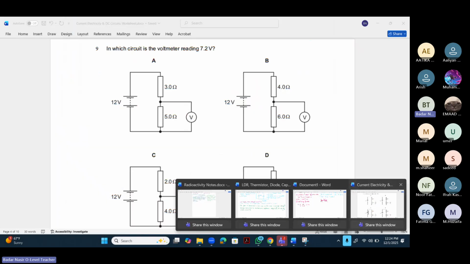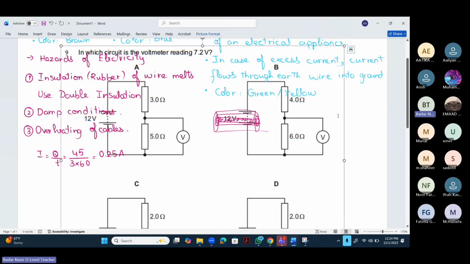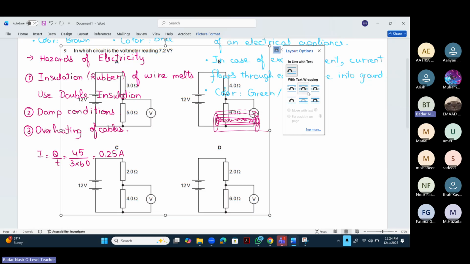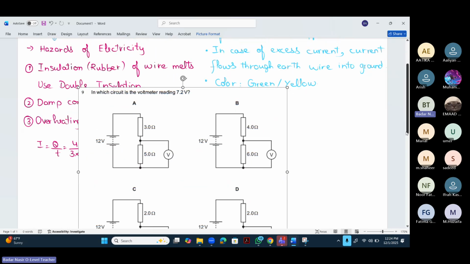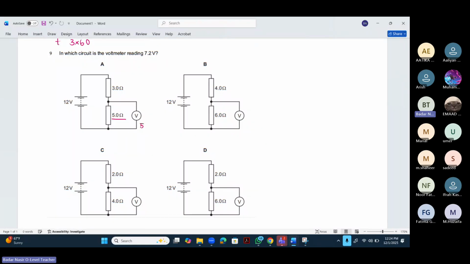Okay, so here's the question. Now beta, let's say if I want its voltage, then 5 divided by the total resistance of these two, 5 plus 3, times the total voltage, that is 12. So it's going to be 5 over 8 into 12. 4 2s are 4, 3s are 3, 5s are 15 over 2, that is 7.5 volts.